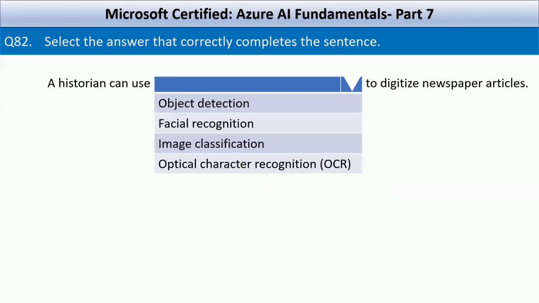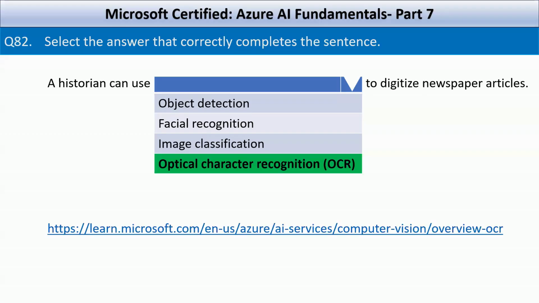Question number 82. Select the answer that correctly completes the sentence. A historian can use which of the following to digitize newspaper articles? Your options are object detection, facial recognition, image classification, optical character recognition. Now, friends, the historian can use OCR to digitize newspaper articles, making them searchable and editable. OCR is a technology that converts printed or handwritten text in images or scanned documents into machine readable text. There is a link on your screen. Go through the link to understand more about OCR and how it is used in Azure AI services.